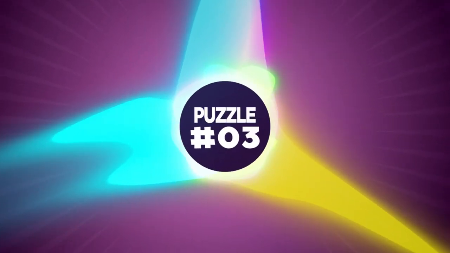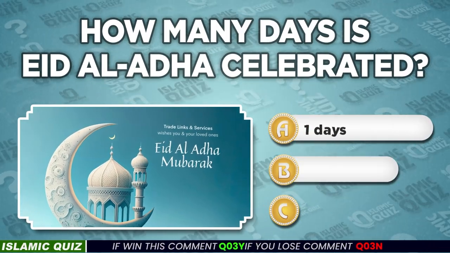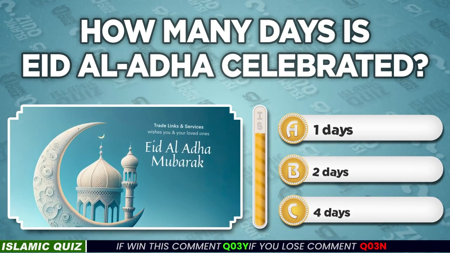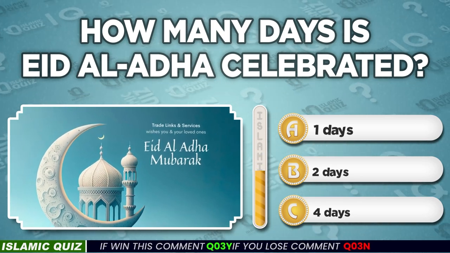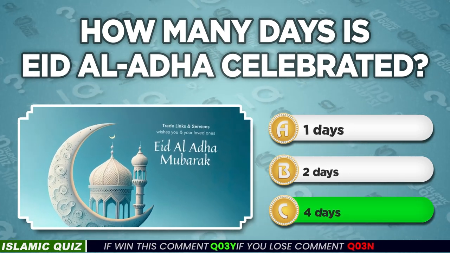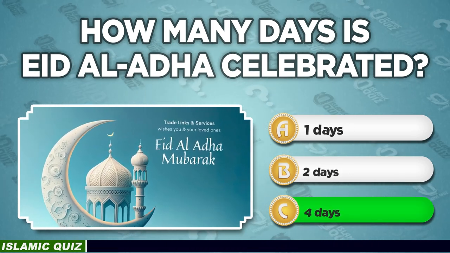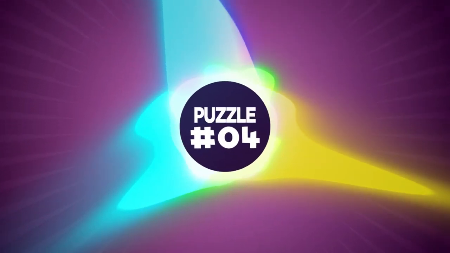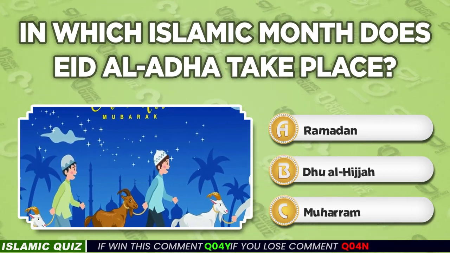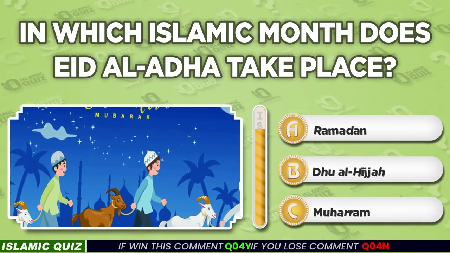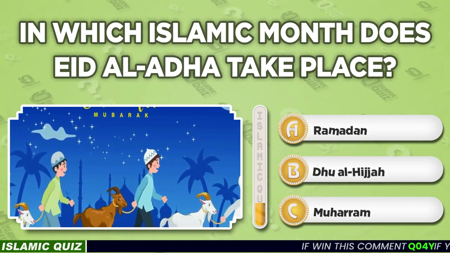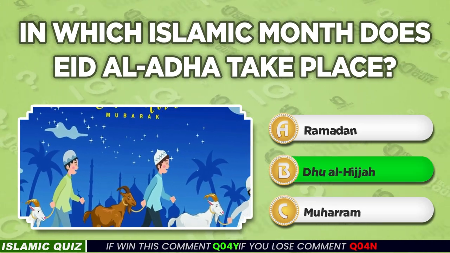Quiz number 3. How many days is Eid al Adha celebrated? Four days. Quiz number 4. In which Islamic month does Eid al Adha take place? Dhulhijjah is the correct answer.